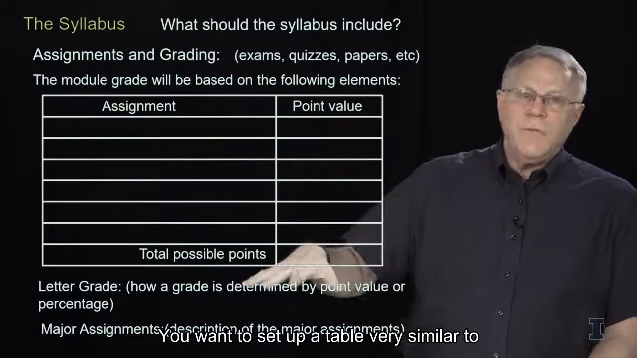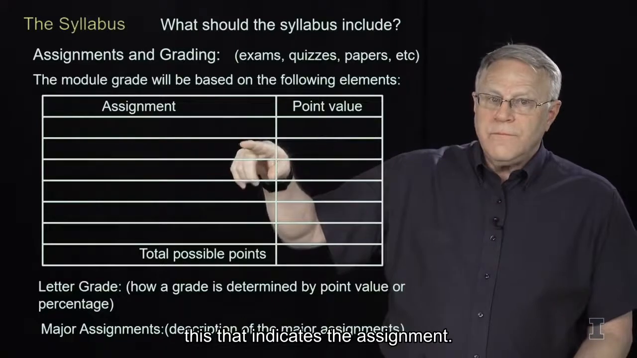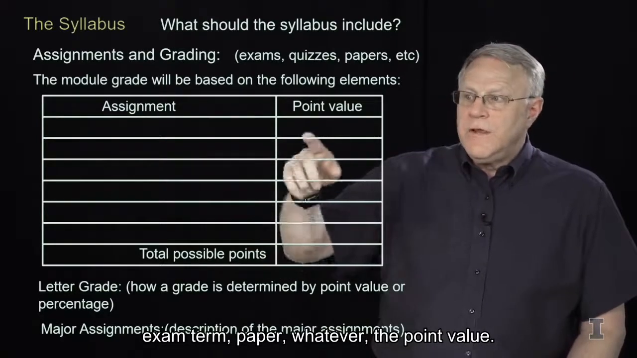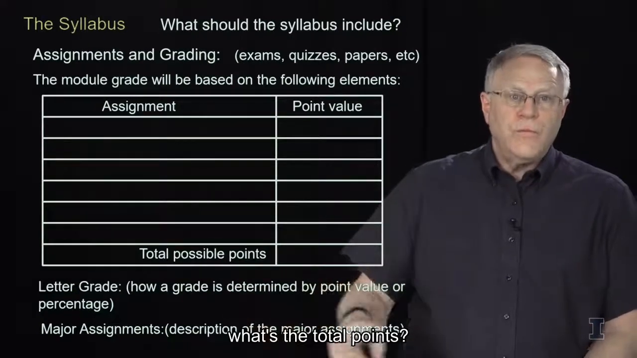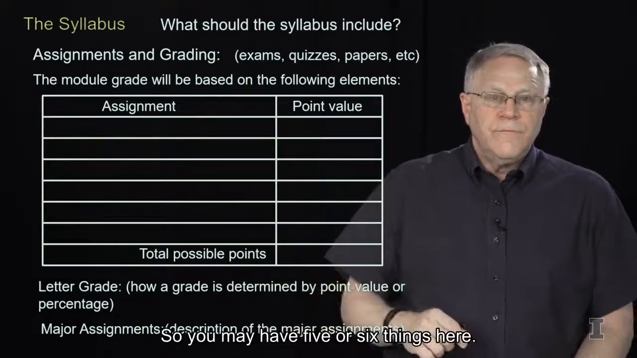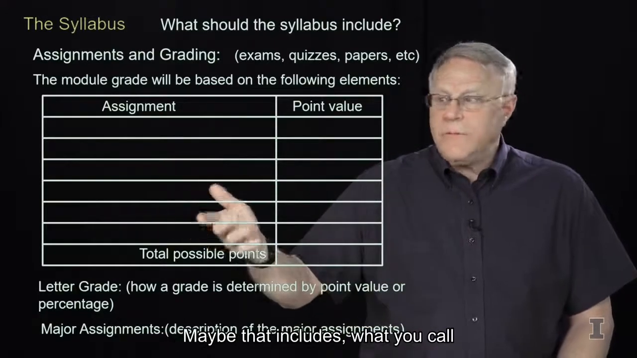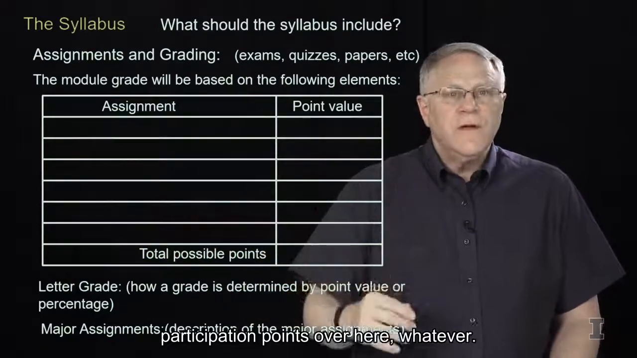And then very, very importantly, assignments and grading, exams, quizzes, etc. You want to set up a table very similar to this that indicates the assignment. What is it? Midterm exam, term paper, whatever. The point value, and then again, importantly down here, what's the total points? So you may have 5 or 6 things here. Maybe that includes what you call participation points over here, whatever.